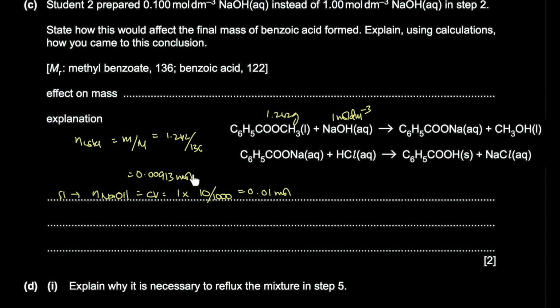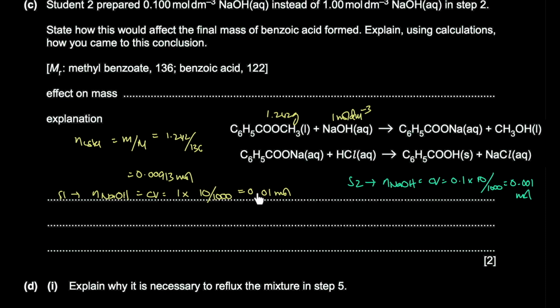But student 2, instead of using 1 mole per dm cube, is using 0.1 mole per dm cube sodium hydroxide. So now, in the case of student 2, the number of moles of sodium hydroxide is again concentration times volume, but the concentration is now 0.1. We're still using 10 cm cube, so that's 10 over 1000. So that's 0.001 moles. Now, if you notice, the ester and the sodium hydroxide are reacting in a 1-to-1 ratio.